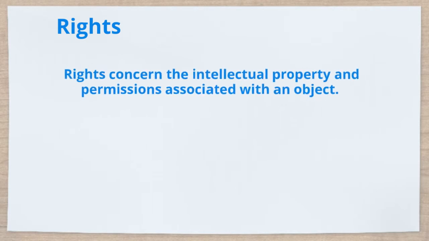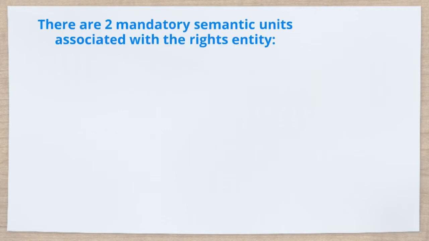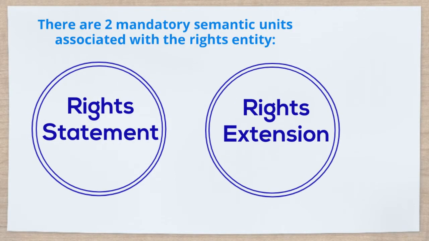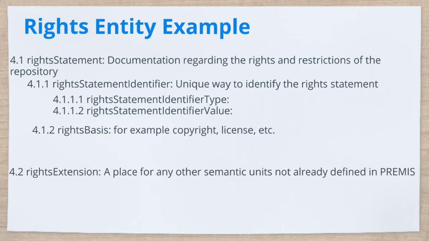The final entity is rights. Rights concern the intellectual property and permissions of the digital object. For the rights entity, at least one of either rights statement or rights extension must be recorded. Again, within the rights entity you can personalize the information added for any situation.